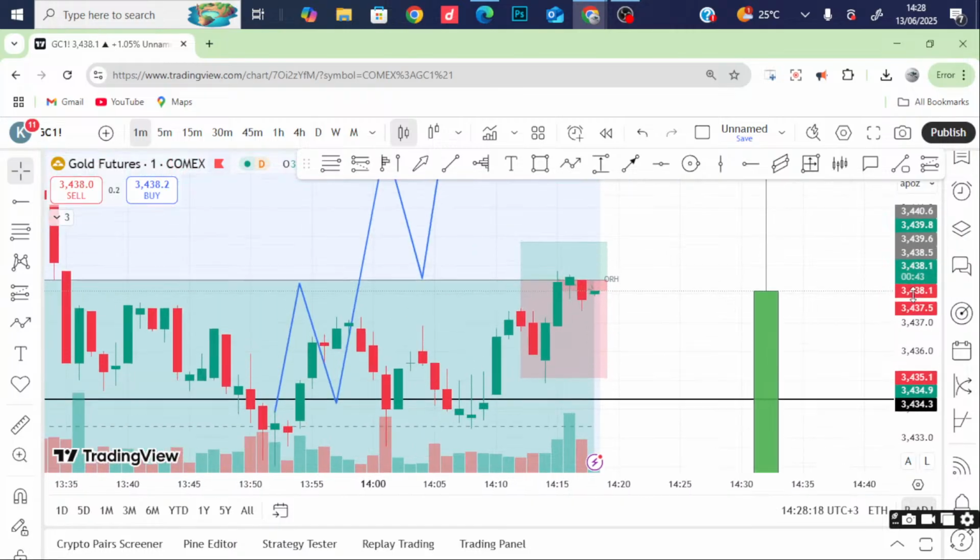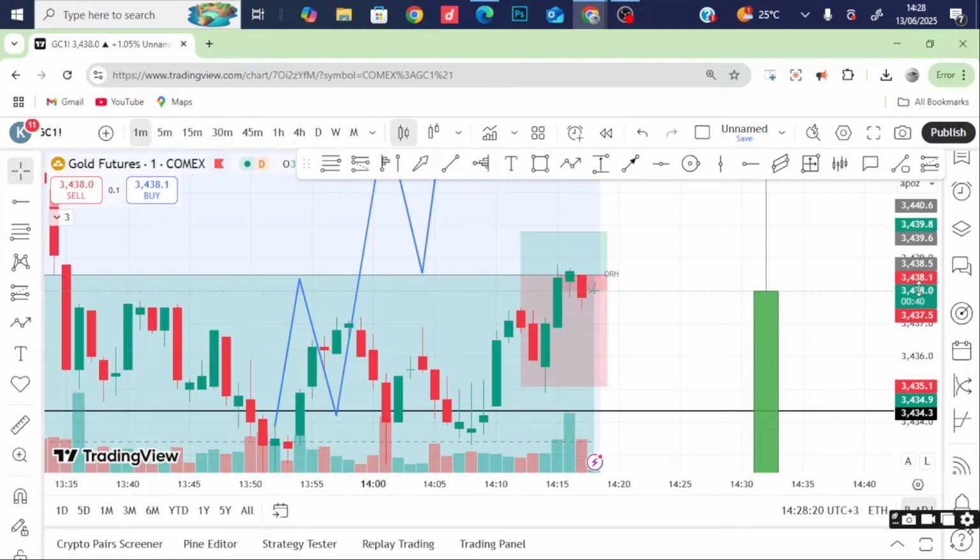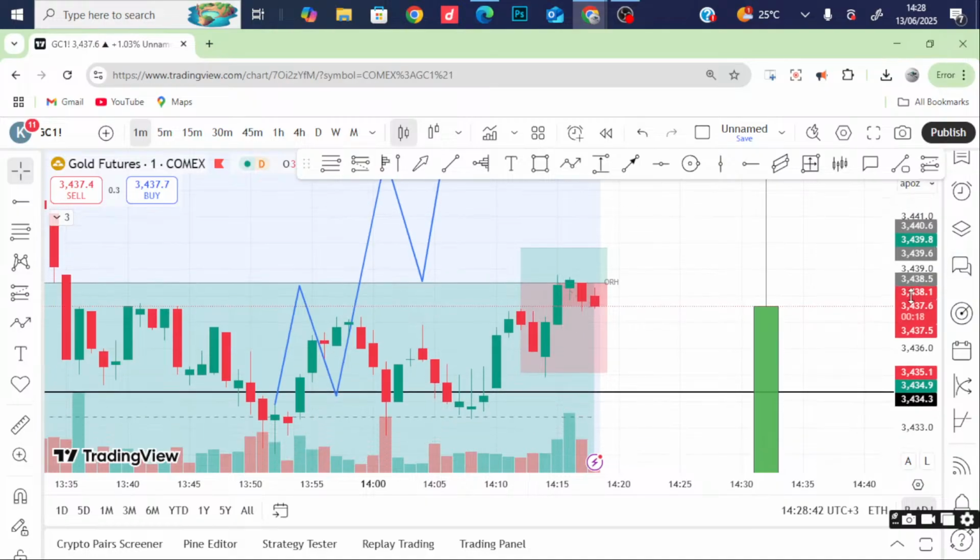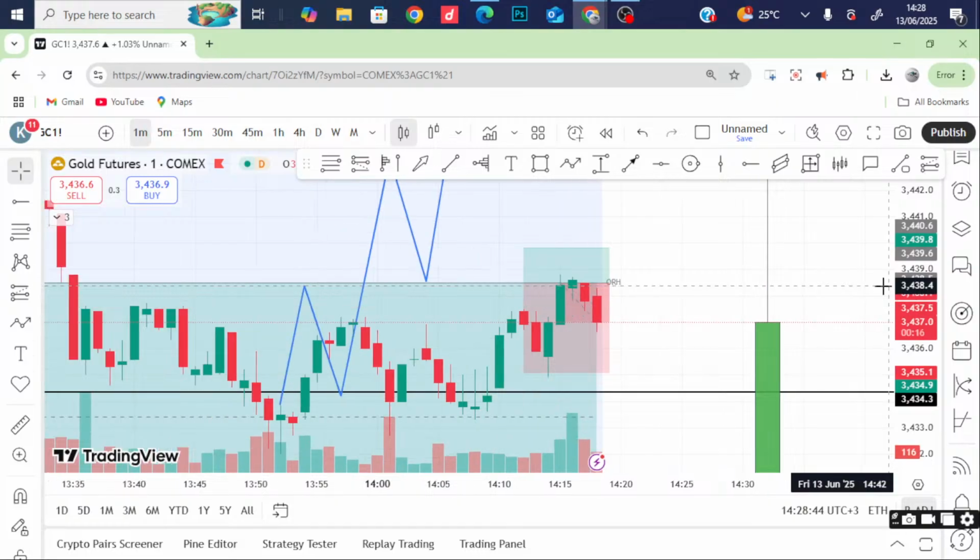I've done backtesting of this strategy from the 1990s, from 2000. The strategy works. It's all about just being patient, relaxed, taking your trade. Don't worry.